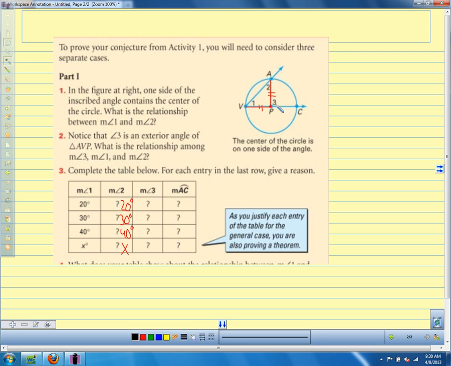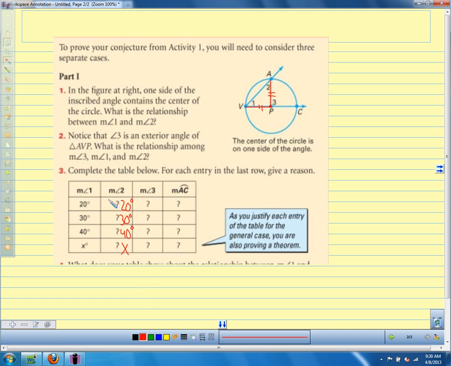So that tells us that angle 3 has to be the same as these two put together. Because this plus this is 180, this plus this is 180. So angle 3 has to be the same as angle 1 and 2 put together. When we talked about triangles, we said that the remote interior angles were congruent to the exterior angle. So we're going to use that idea here. We know that angle 3 has to be the same as 1 and 2 put together.